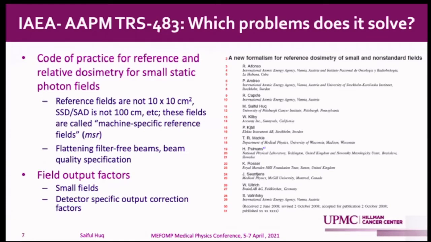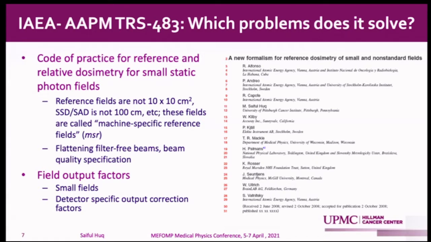So what problems does the TRS 483 code of practice solve? There are two main characteristics that led to dosimetric issues in small fields: reference dosimetry in non-standard fields and measurements of field output factor. TRS 483 provided a formalism for both reference and relative dosimetry based on the work of Alfonso et al., published in 2008, and a code of practice for dosimetry in reference fields that are not, say, 10 by 10 field size, SSD or SAD not equal to 100 centimeters.